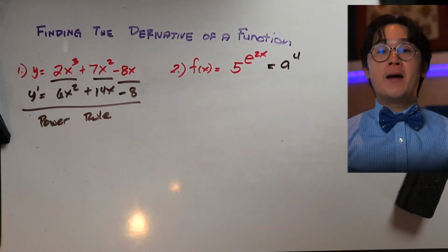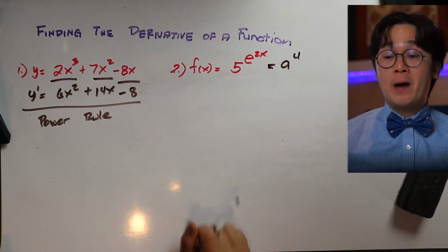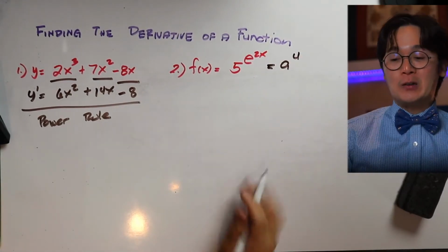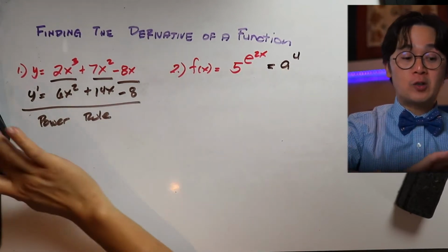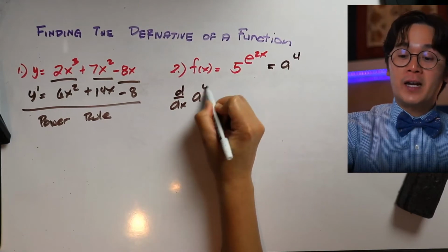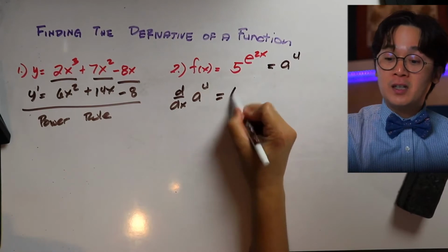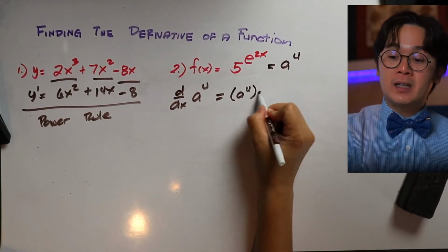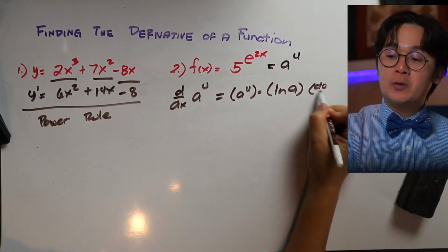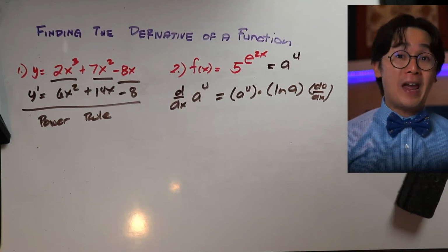Now, how about finding the derivative of 5 raised to e raised to 2x, or a to the u, a constant raised to a power? To find the derivative of a constant raised to a power u, the formula is a to the u times ln a times du/dx, the derivative of the function u with respect to x.